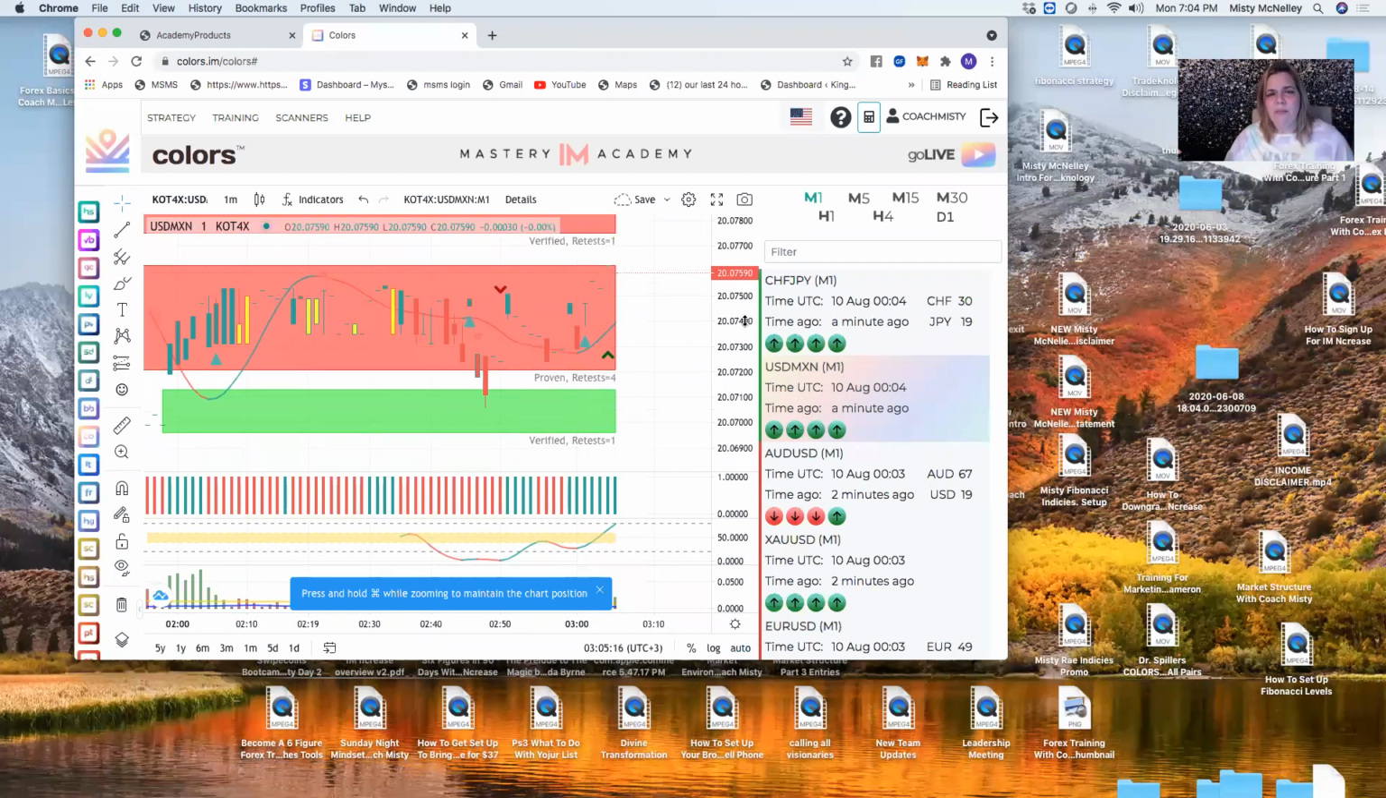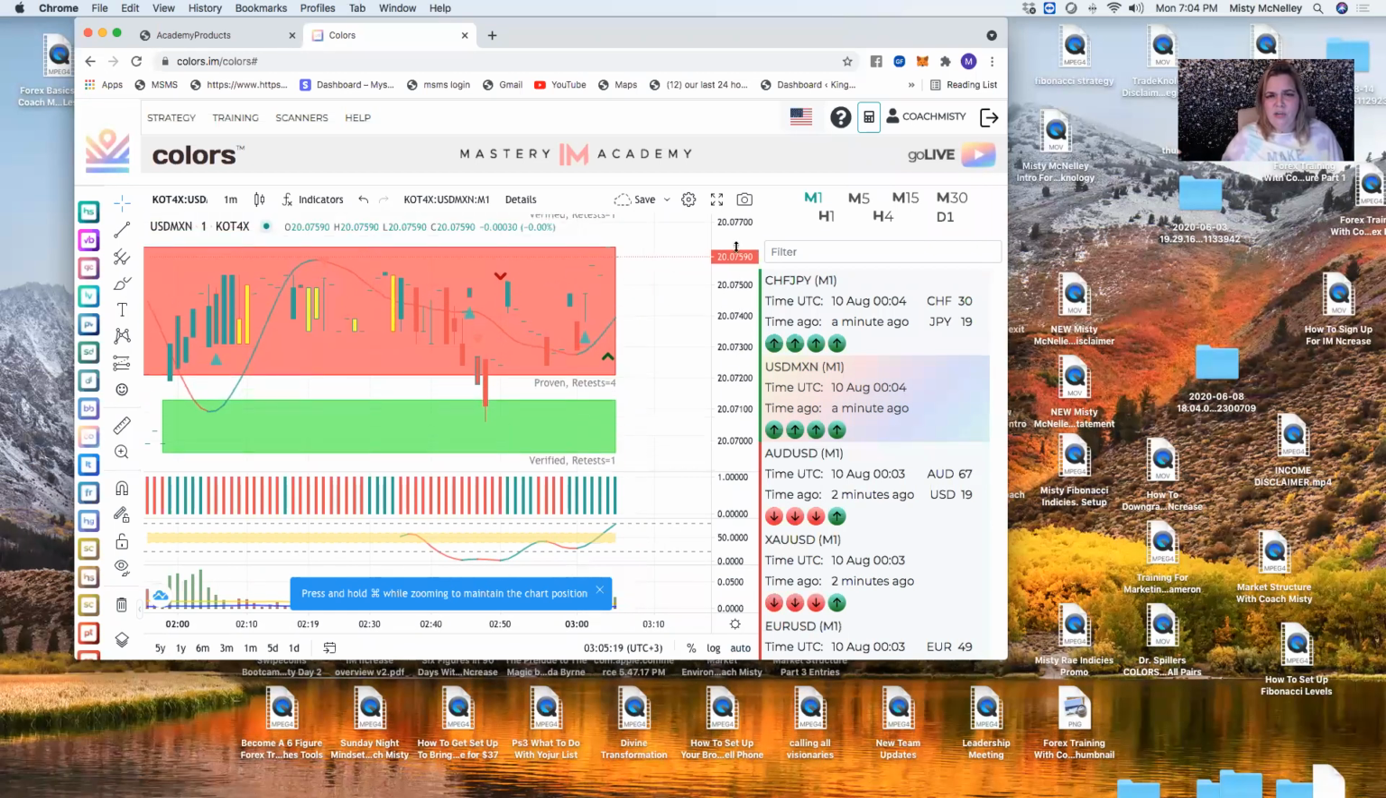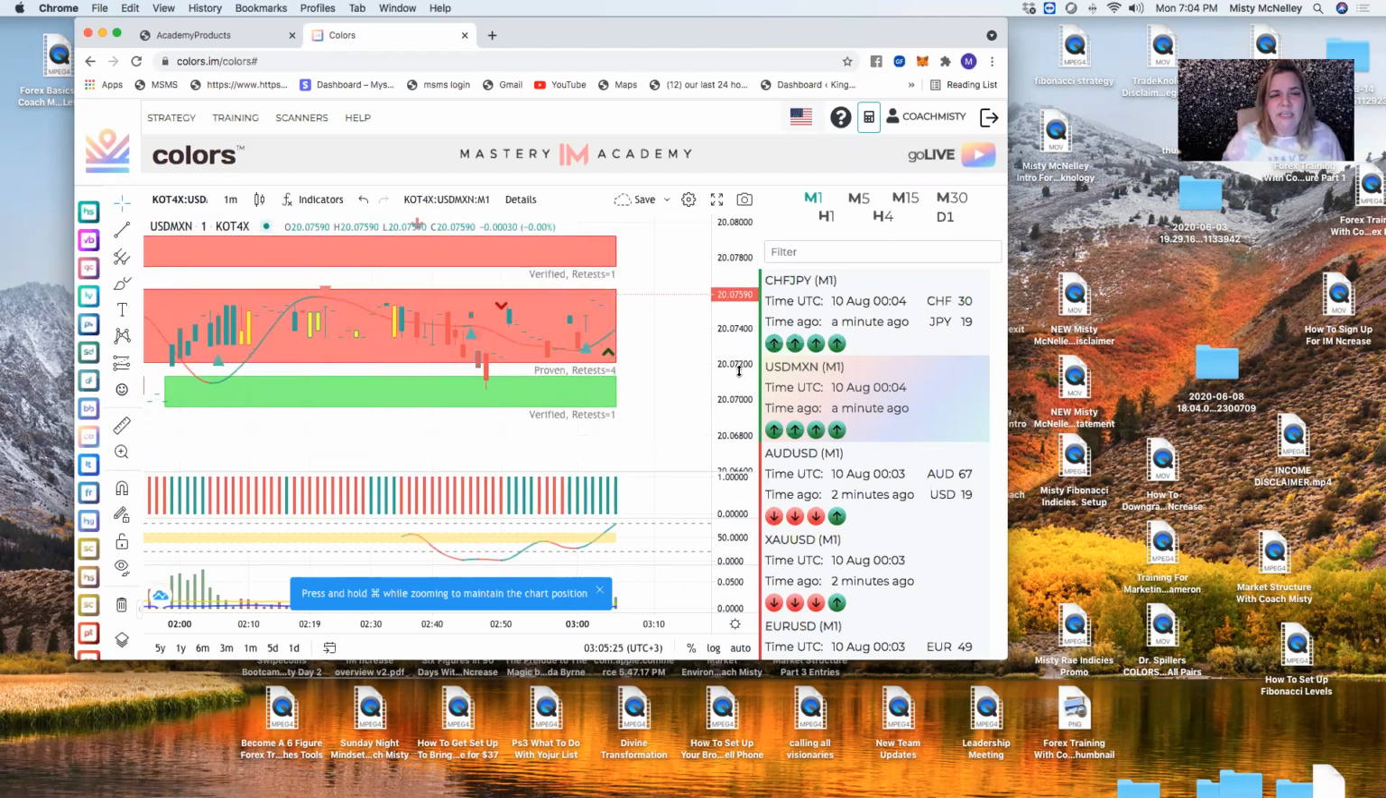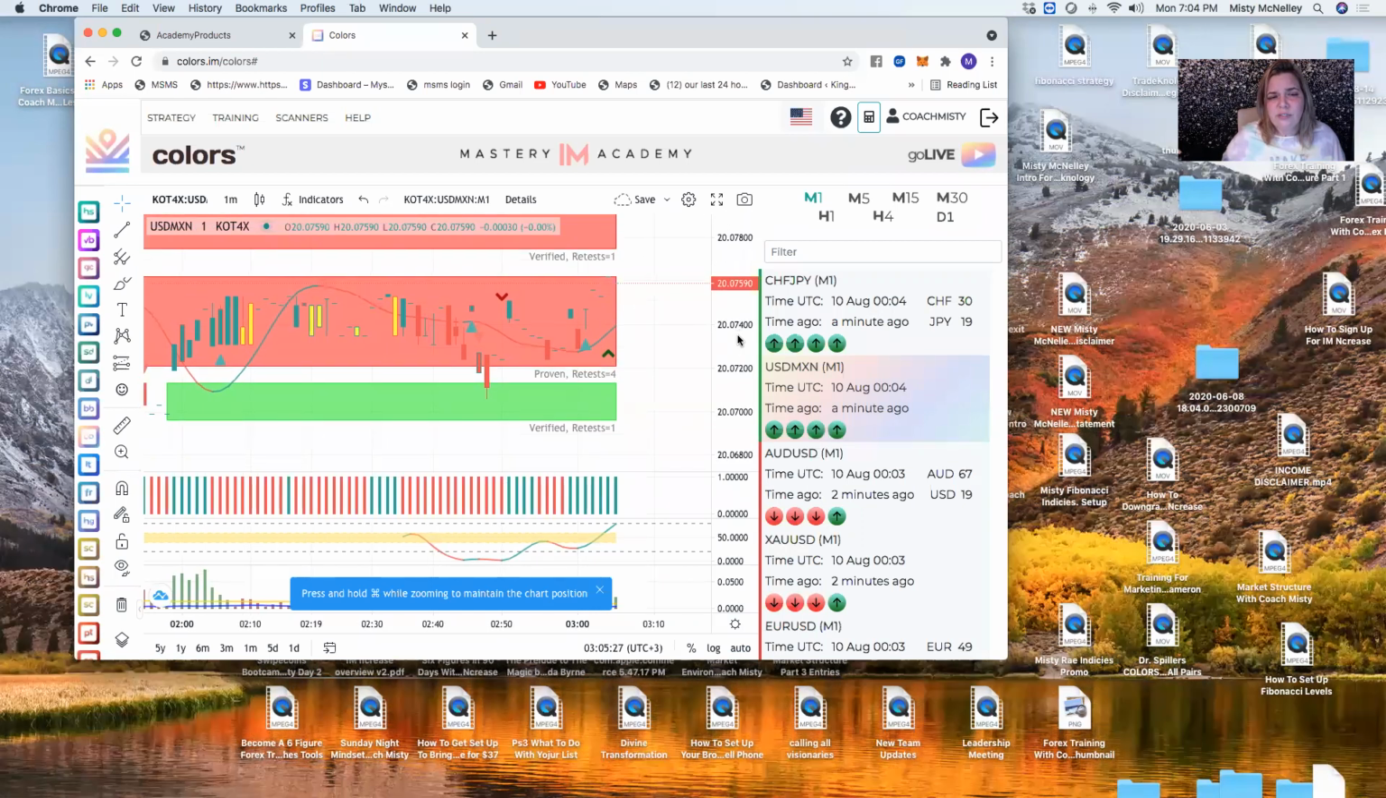And do you see what I'm talking about? How you can grab where price is showing on here and click with your mouse and pull it up and down, and you can see what's going on.